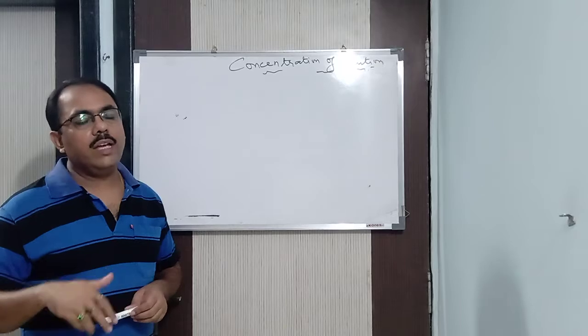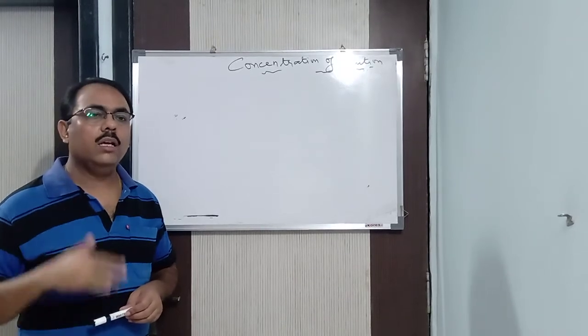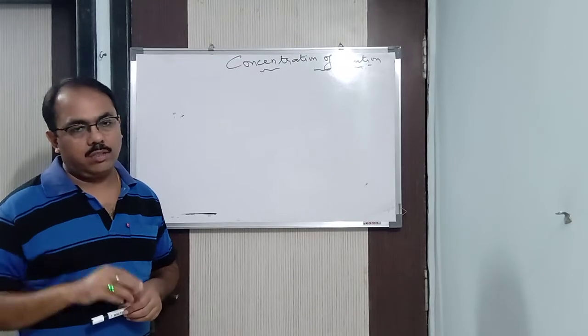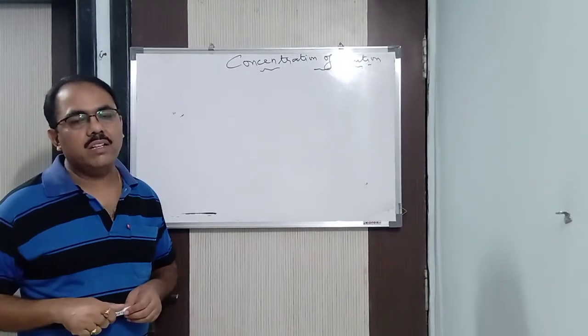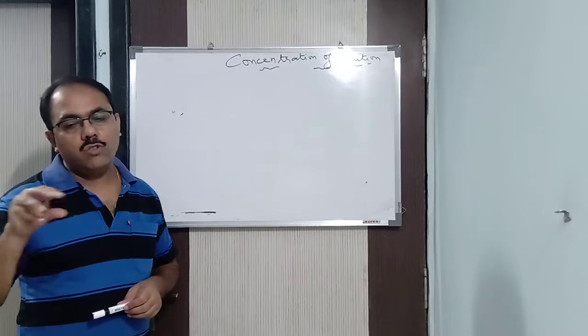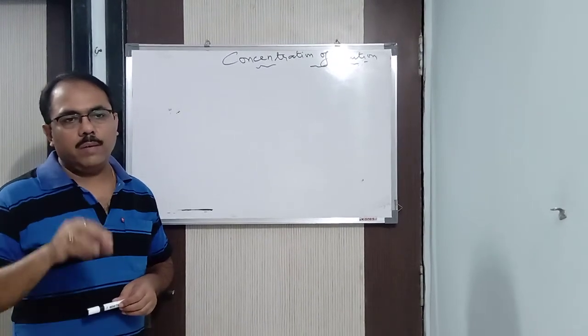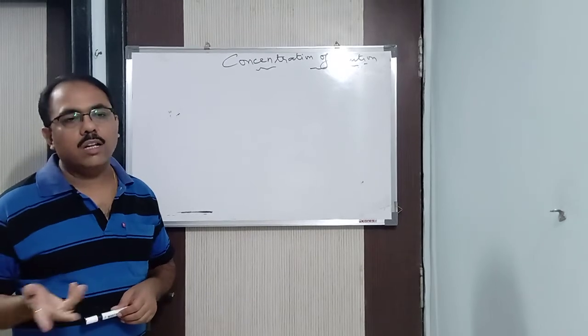In this way we have binary, ternary, quaternary, pentanary. For example, sugar and water is a binary solution. Salt and water is a binary solution. Salt, sugar, water is a ternary solution. Clear? Suppose you are putting lemon, salt, sugar, water. What is that? Quaternary solution.